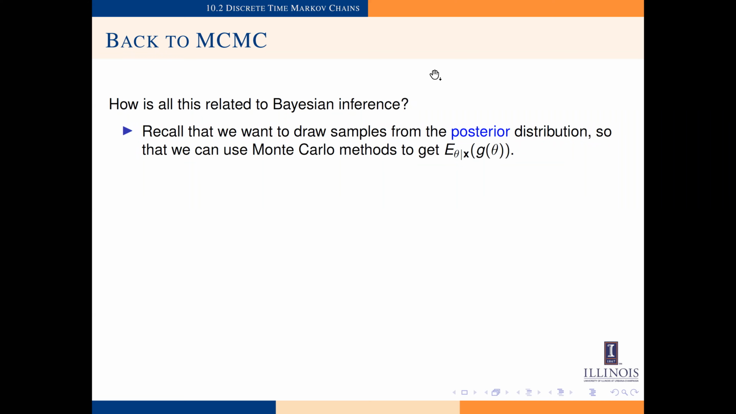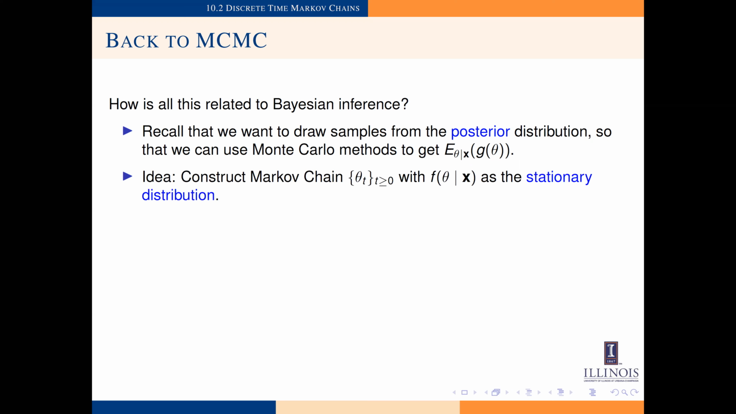Okay, so that was a quick crash course of Markov chains. Let's go back to MCMC and see how all of these are related to Bayesian inference. So why do we care about Markov chains and all of those transitions and eigenvectors when we're interested in estimating the posterior distribution of theta? Well, let's recall that what we want to do is to draw samples from the posterior distribution. So we can use Monte Carlo methods to get the posterior expectation of g(theta).